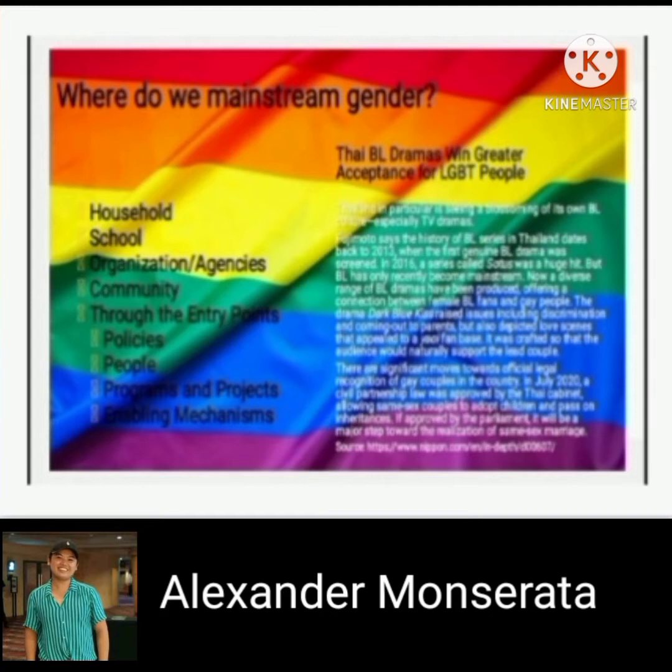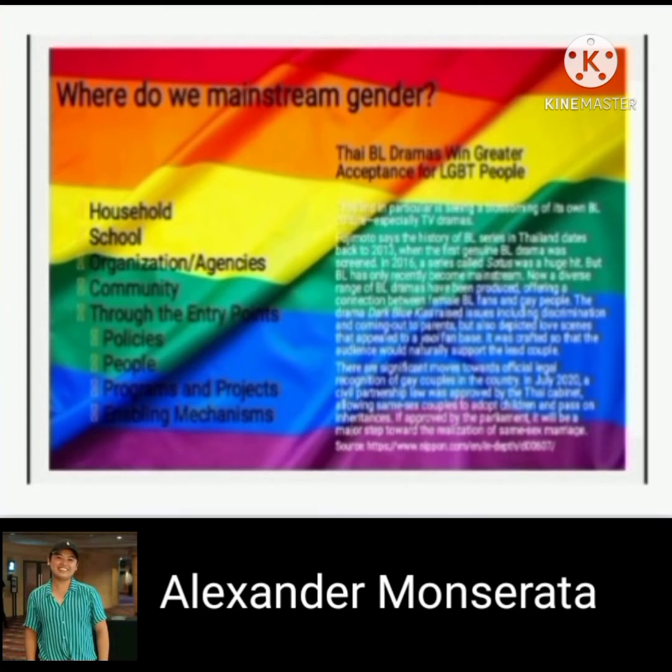And there are significant moves towards official legal recognition of gay couples in the country. In July 2020, a civil partnership law was approved by the Thai cabinet allowing same-sex couples to adopt children and pass on inheritances. If approved by the parliament, it will be a major step toward the realization of same-sex marriage. Thailand is one of the countries in Asia to legalize same-sex couples adopting children. And this will be a major step to accept same-sex marriage in their country.